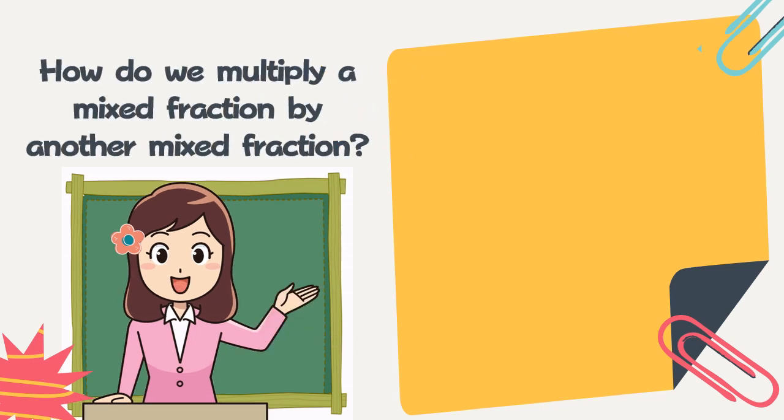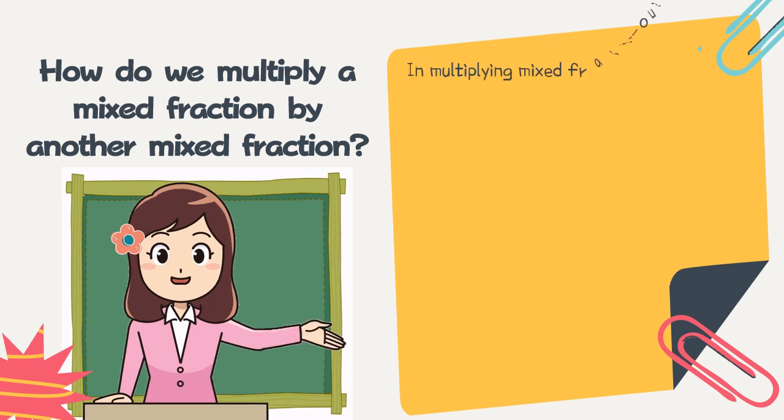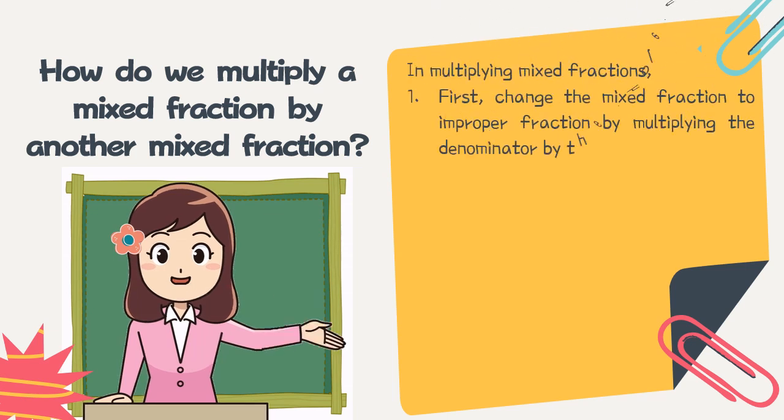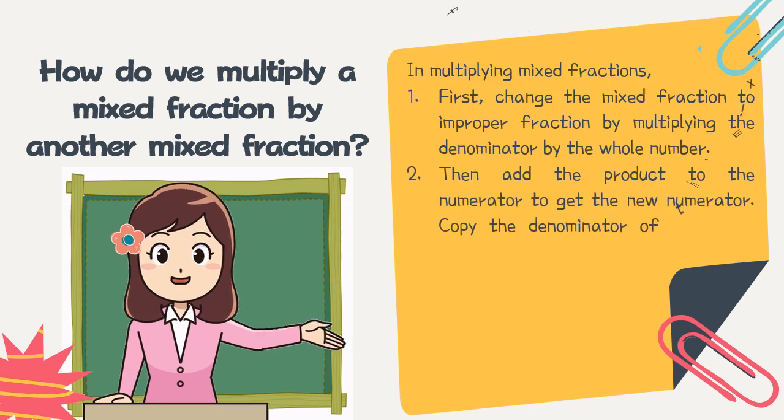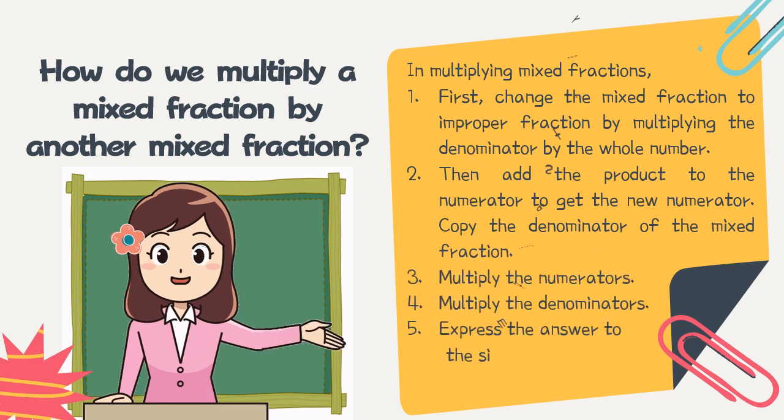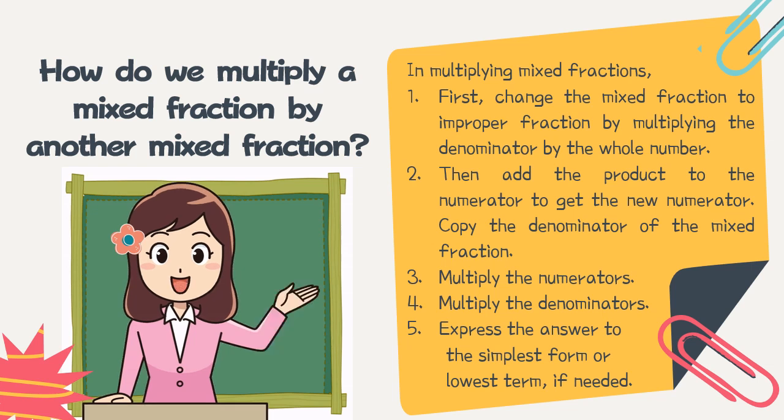So how do we multiply a mixed fraction by another mixed fraction? Again, in multiplying mixed fractions, first change the mixed fraction to improper fraction by multiplying the denominator by the whole number. Then add the product to the numerator to get the new numerator. Copy the denominator of the mixed fraction. Multiply the numerators, multiply the denominators, and don't forget to express the answer in simplest form.